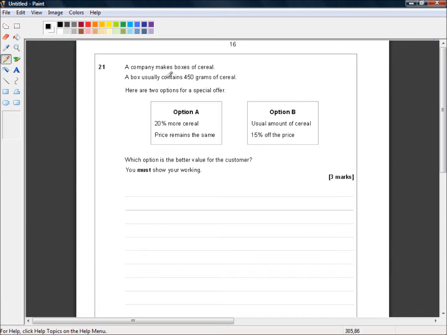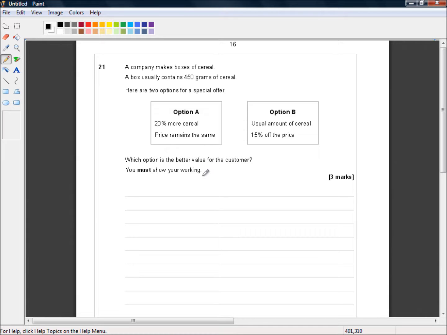We're picking up here in question 21. It says, a company makes boxes of cereal. A box usually contains 450 grams of cereal. Here are two options for a special offer. Option A, 20% more cereal, price remains the same. Option B, usual amount of cereal, 15% off the price. Which option is the better value for the customer? You must show your working.